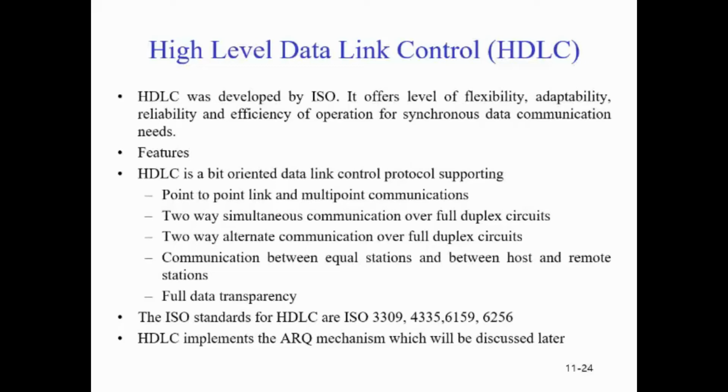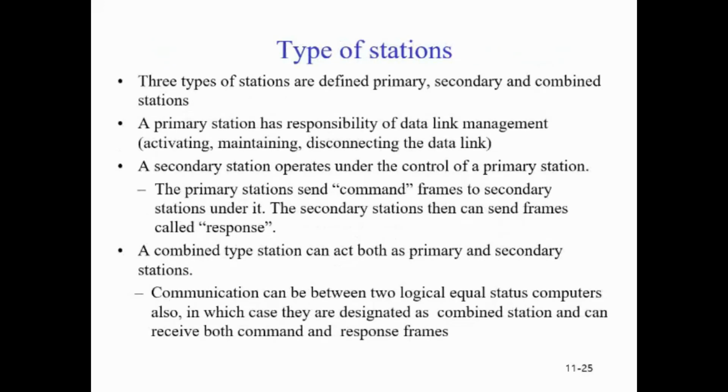The ISO standards for HDLC are ISO 3309, 4335, 6159, and 6256. So HDLC implements the ARQ mechanism, which we will discuss later in this chapter. So first, let's try to understand what type of stations HDLC has. In a network, when we are using HDLC, there are three types of stations that are defined, which are primary, secondary, and combined stations.